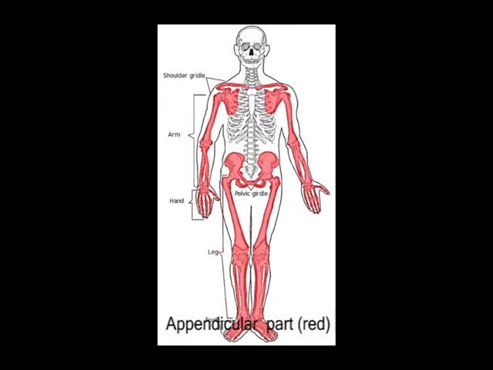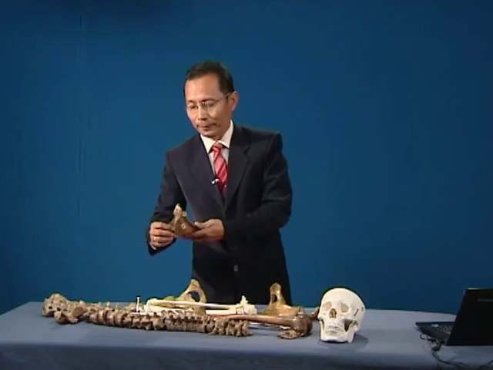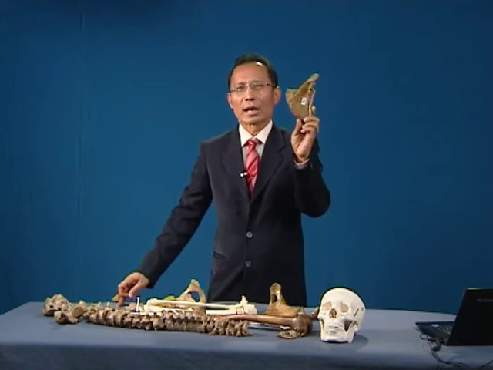Now let us come to the appendicular part. As I have told you, when we say appendicular part or appendicular skeleton, we mean the bones of our limbs, the forelimbs and hind limbs. So when we say upper extremity, it includes the shoulder girdle, or scientifically termed the pectoral girdle, and it has 2 bones on one side. So that means the left pectoral girdle has 2 bones. Those 2 bones are, one is the scapula. This is called scapula.